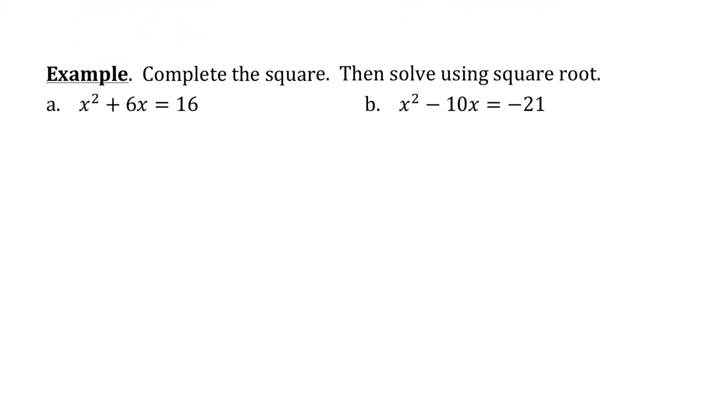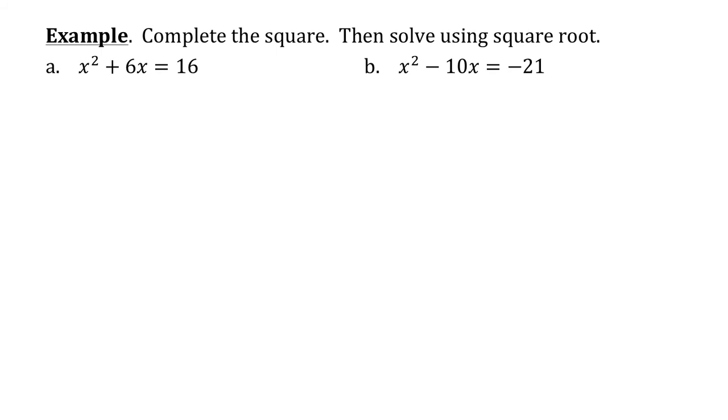We're going to complete the square and then we're going to solve using square root. We did complete the square last class, and then we'll do the square rooting process after that. So remember, when we complete the square, I look at this x squared plus 6x and I figure out what I can add to this expression so that I can factor it into a binomial square.